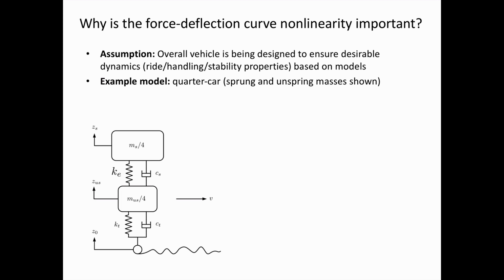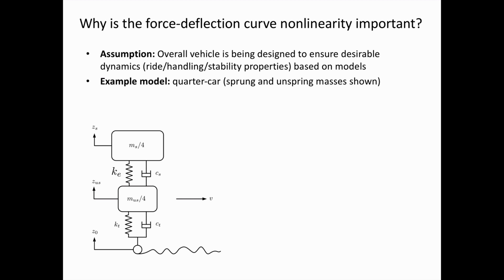One example model for a suspension is the quarter car model, where we just look at a single suspension assembly. We have several important components: the sprung and unsprung masses. The top mass is the sprung mass. The mass below that is the unsprung mass. And between the sprung and unsprung masses, we have the stiffness of the suspension and the damping of the suspension, modeled here using a linear spring and a linear damper.